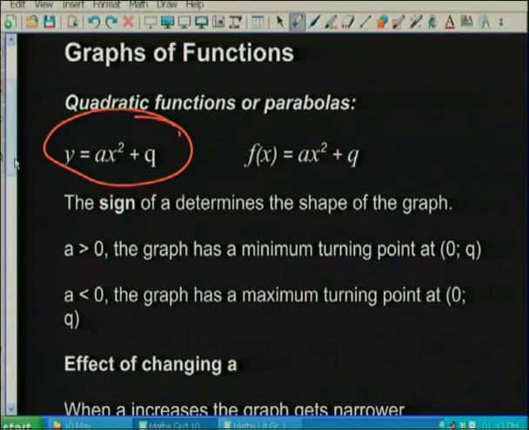Now let's talk briefly about the effects of a and q. Firstly, if a is positive, if it's greater than 0, the graph has a minimum turning point.